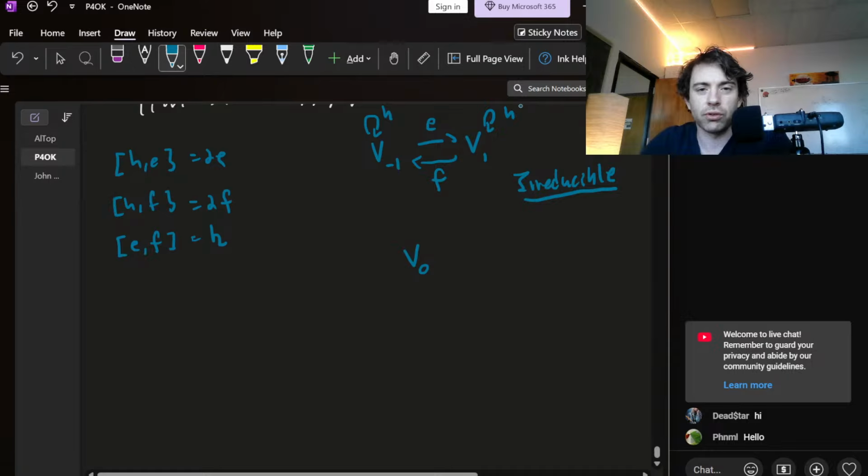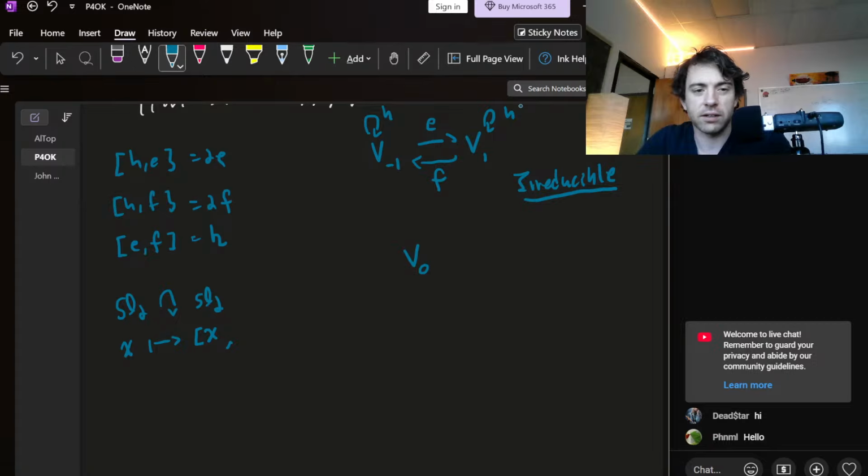Now let's go over to this other representation, which was SL2 acting on itself. So SL2 acting on SL2, where an element X would get sent to the linear transformation bracket X. And we found that there are 3 eigenspaces. And so, of course, they've got to be one-dimensional. 3 eigenspaces of H.